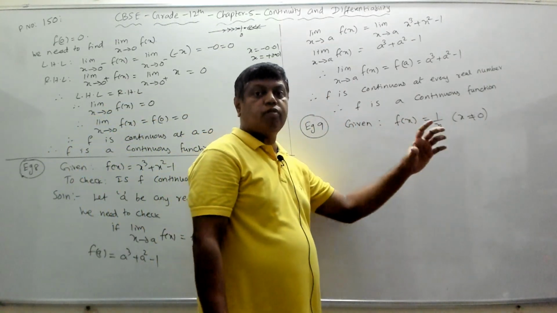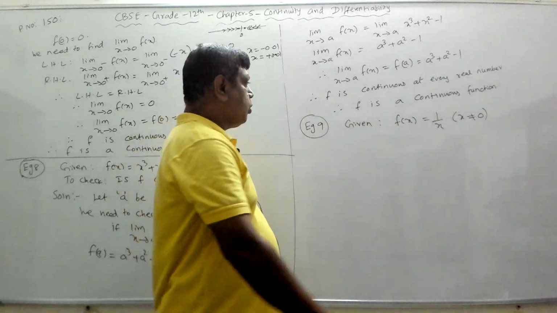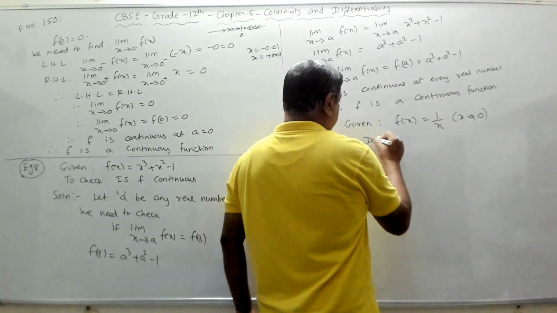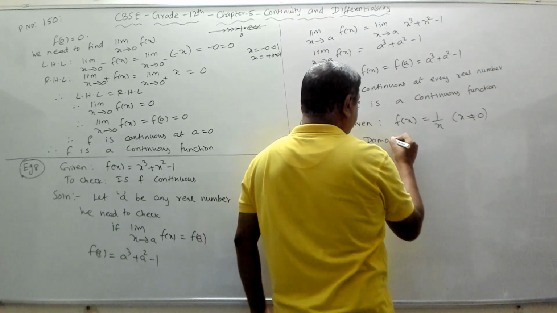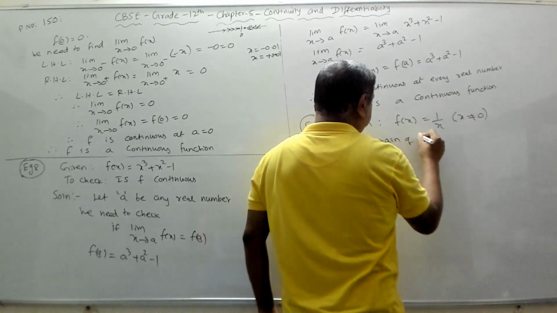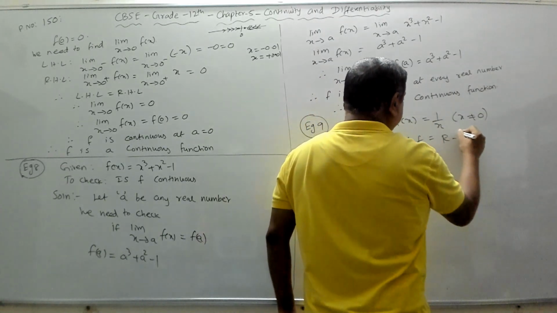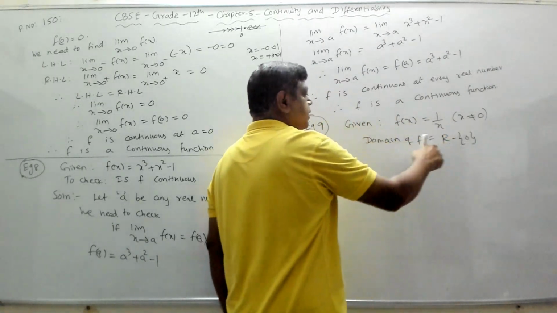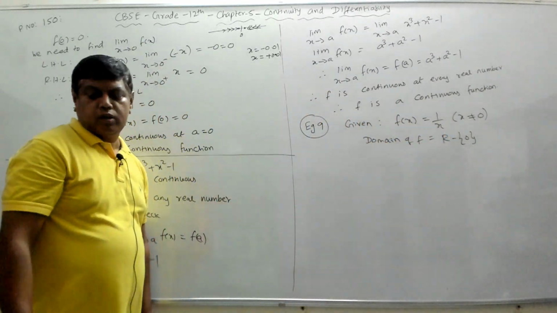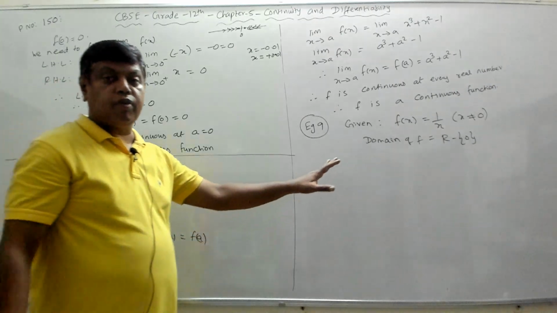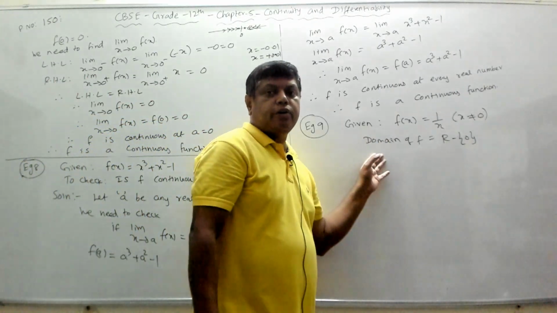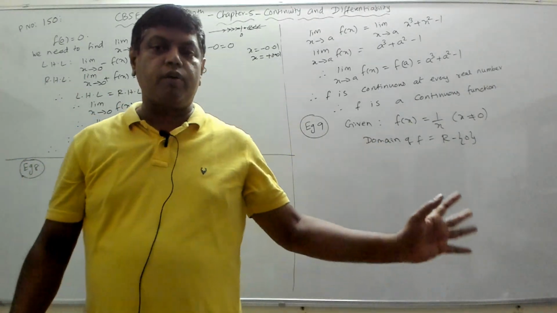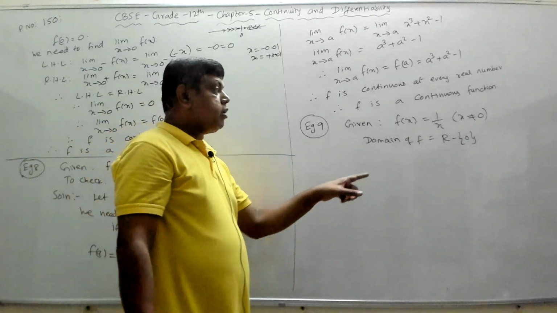The domain of f is the set of all non-zero real numbers. Since x is not equal to 0, the domain of f will be R minus the singleton 0, all real numbers except 0. That is the domain of f. Now we have to discuss the continuity of the function, which means we need to check whether this f is continuous at every point in the domain of f.